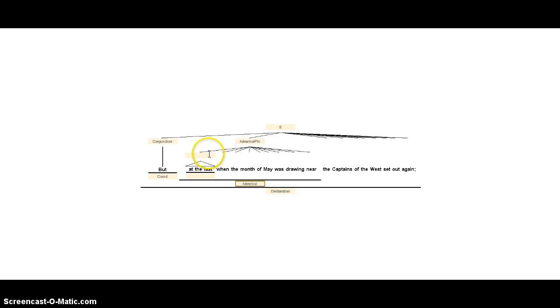And the next part is all a pre-core adverbial phrase. So we'll go ahead and label that as an adverbial phrase with the function of adverbial. And this is split into a number of different parts, the first of which is a prepositional phrase. And its function is an adverbial complement. We'll leave that in triangle form. The next part is a complementizer. And this is a complementizer that is an adverbial of time. And the time that this is referring to is the month of May, which is drawing near.